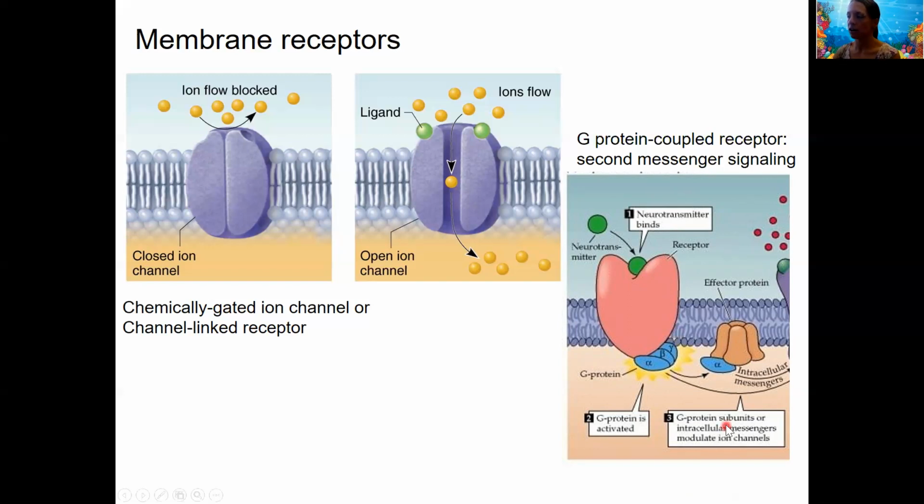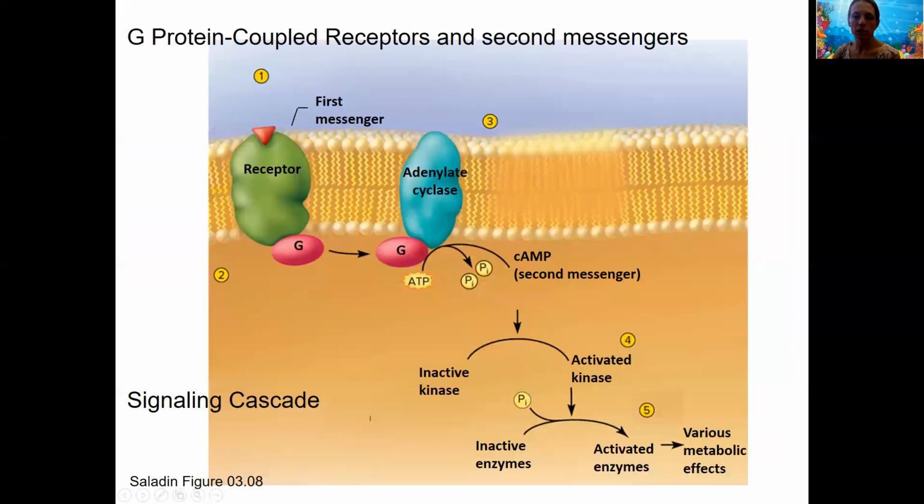There's going to be something happening inside the cell. This is one schematic of this here. Something happens inside the cell. So I want to walk through this with the image from your book. So what happens here is there is a first messenger. Epinephrine is the example your book uses for this little red triangle, and it's going to bind to a receptor in the plasma membrane. This receptor is a G protein coupled receptor.